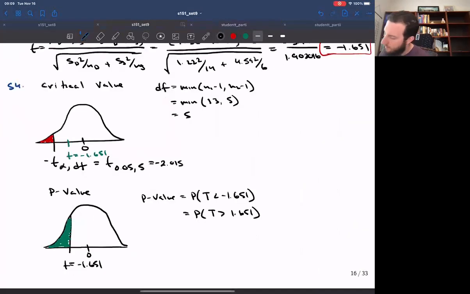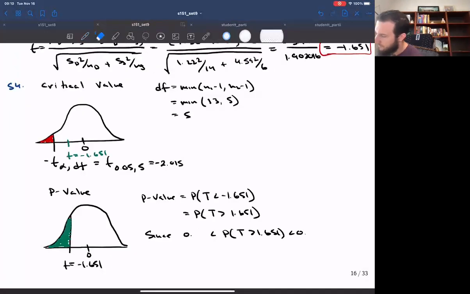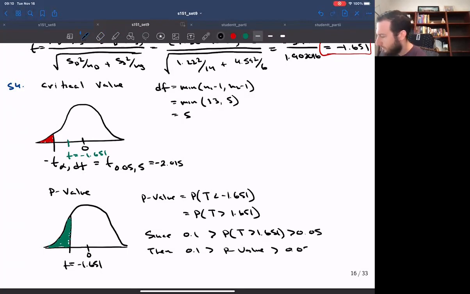Okay, so here we have, since 0.05 is less than the probability that t is greater than 1.65 is less than 0.01, that's not correct. Then 0.1. Oh my God, Brian. Sorry. There we go. 0.1 is greater than the p-value, is greater than 0.05. Okay.